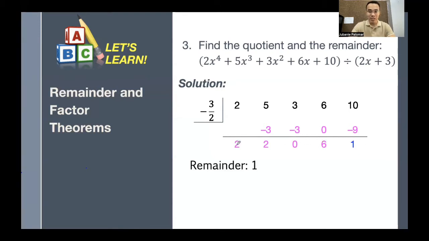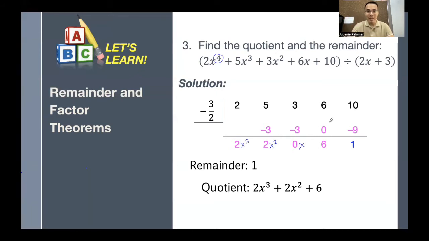And the rest of the numbers here, 2, 2, 0, and 6, are the coefficients of our quotient. The degree of the quotient is always 1 less than the degree of the dividend. Our dividend has a degree of 4, so the degree of our quotient should be 3. So it's going to be 2x cubed plus 2x squared plus 0x plus 6, or that is 2x cubed plus 2x squared plus 6.